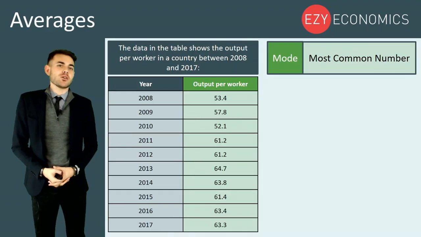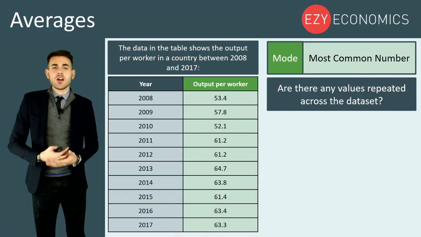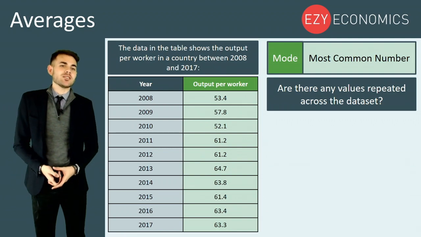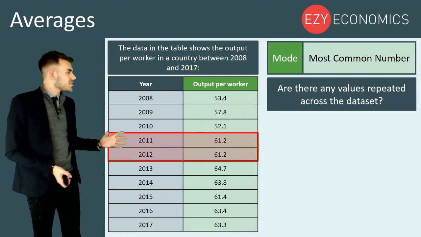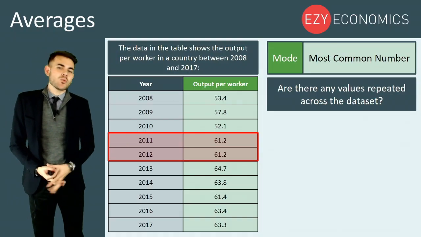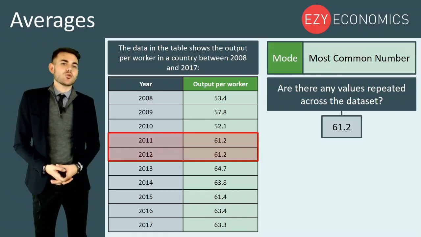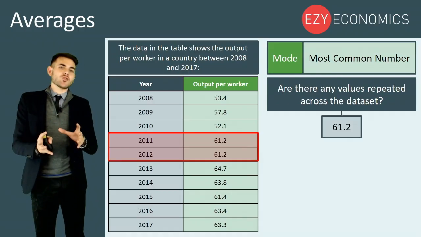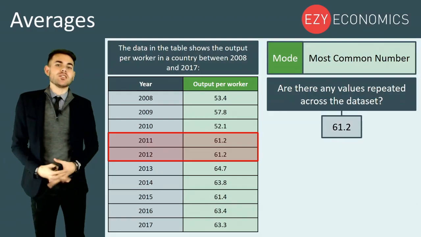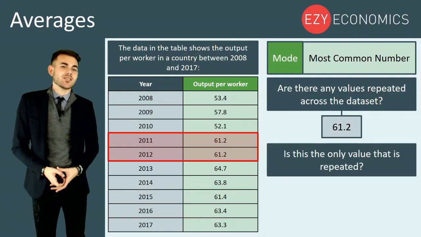So let's start off with the mode then, the most common number. The first question we should always ask ourselves: are there any values which are repeated across the data set? Well, in this data set we can see the number 61.2 is mentioned twice in the years 2011 and 2012. So that points us in the direction this potentially could be the mode when we have quite a small data set of just 10 data items.